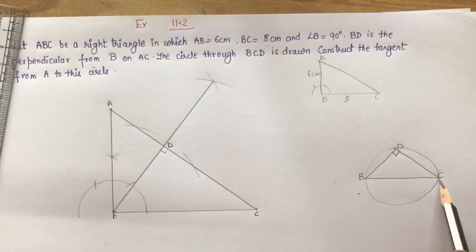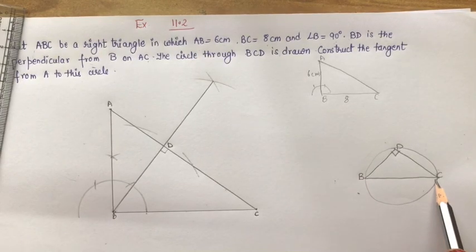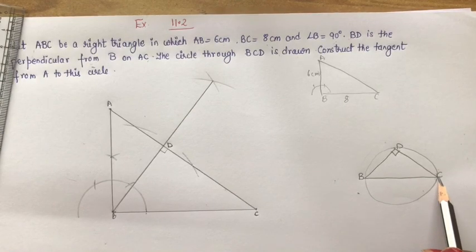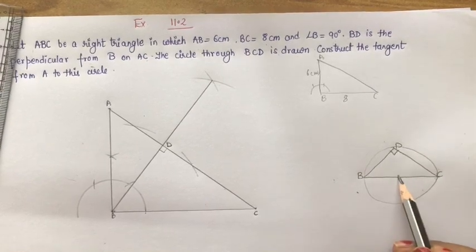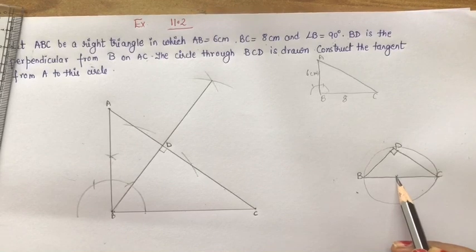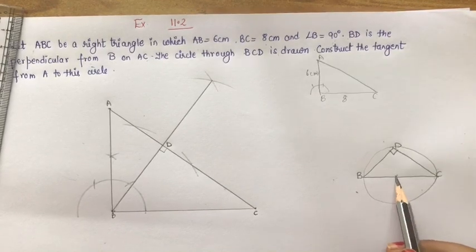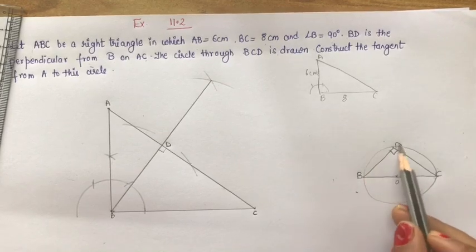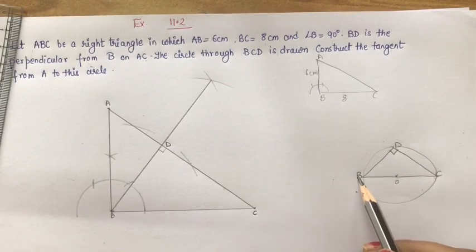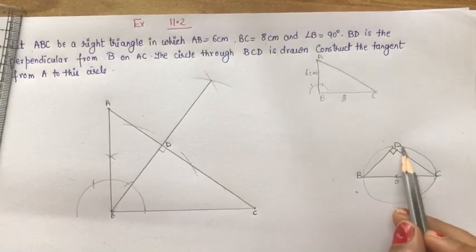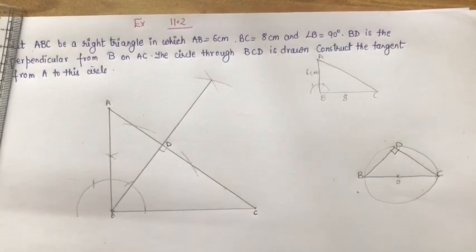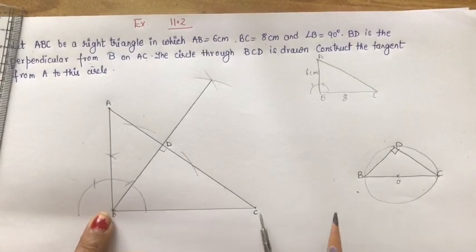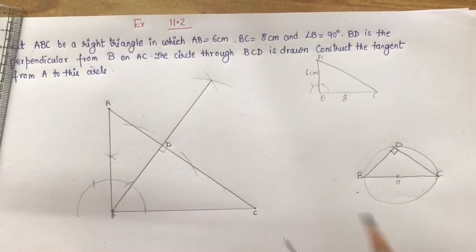So this should be the diameter. Means this length BC is the diameter, and if I bisect this, I will get the center, and taking this as center and OB as radius, I can draw the circle which passes through points B, D and C. So first step is to draw the perpendicular bisector of BC.